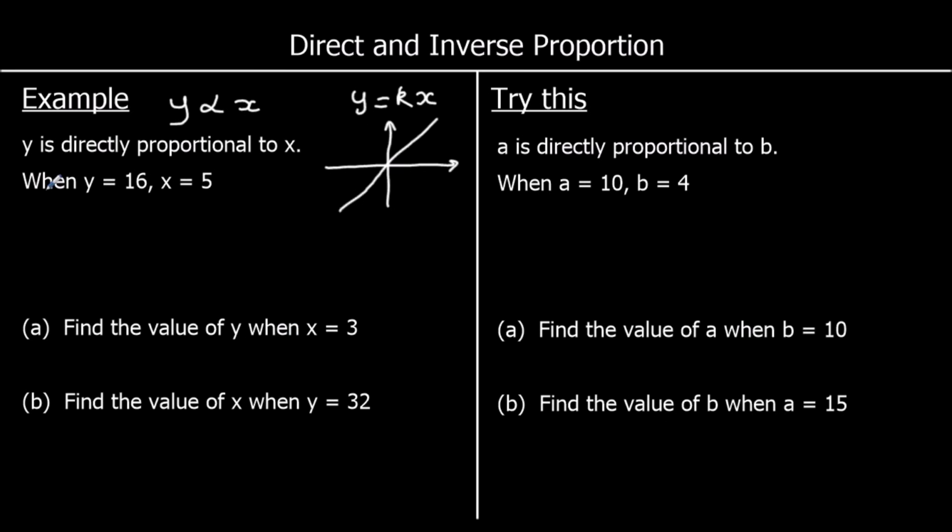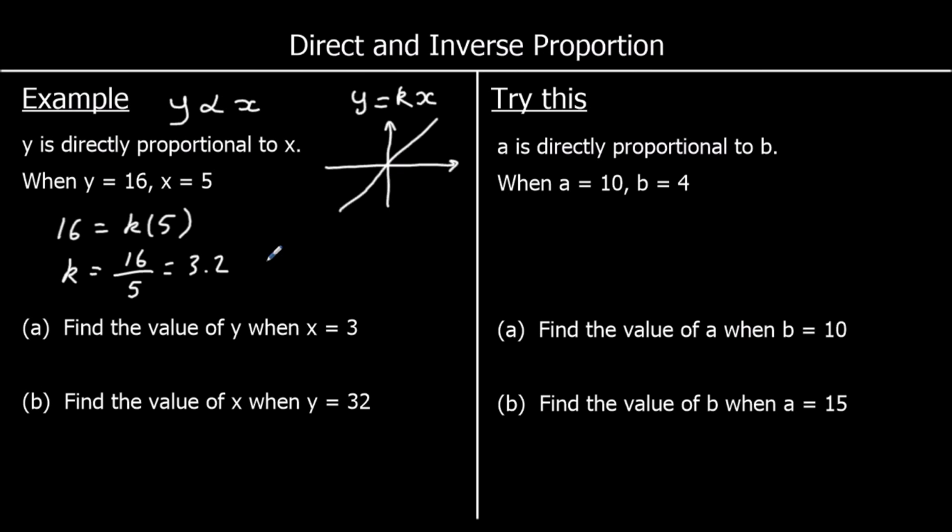So we're usually given numbers that we can use to work out what k is. So in this example, when y is 16, x is 5. So y equals kx, so 16 equals k times 5. To get k by itself, divide both sides by 5. So k is 16 over 5. We could leave it like that, or if we wanted to write it as a decimal, that would be 3.2.